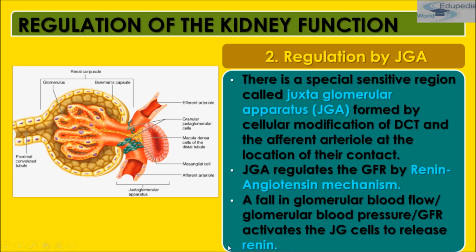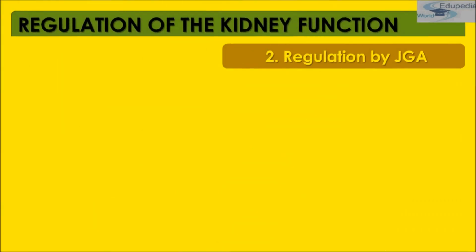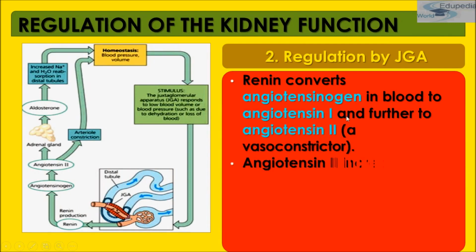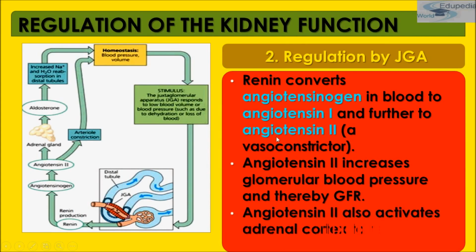What does renin do, students? Renin helps in conversion of angiotensinogen, which is a protein in the blood produced by the liver. So the renin converts angiotensinogen to angiotensin 1 and further to angiotensin 2. And what does angiotensin 2 do? It is a vasoconstrictor. That means it constricts the vessels. Vessels of what? Vessels of afferent arterioles. And due to aldosterone, Na+, that is sodium ion, is retained in the blood, which increases blood volume. It also activates the adrenal cortex to release aldosterone. I hope it is clear to all of you.